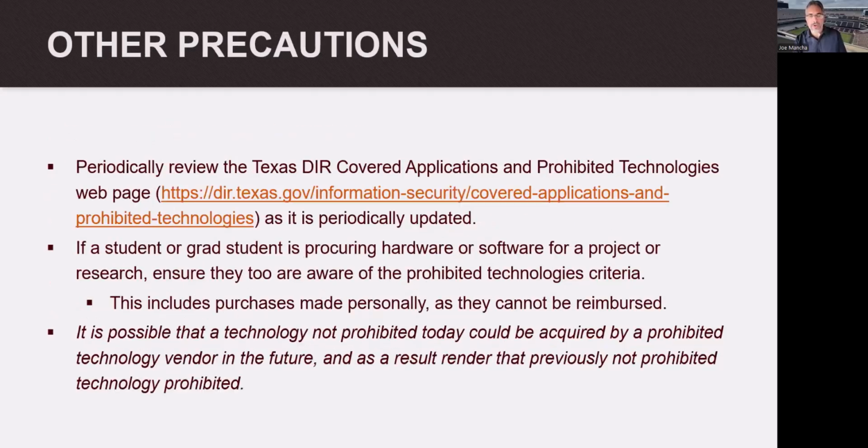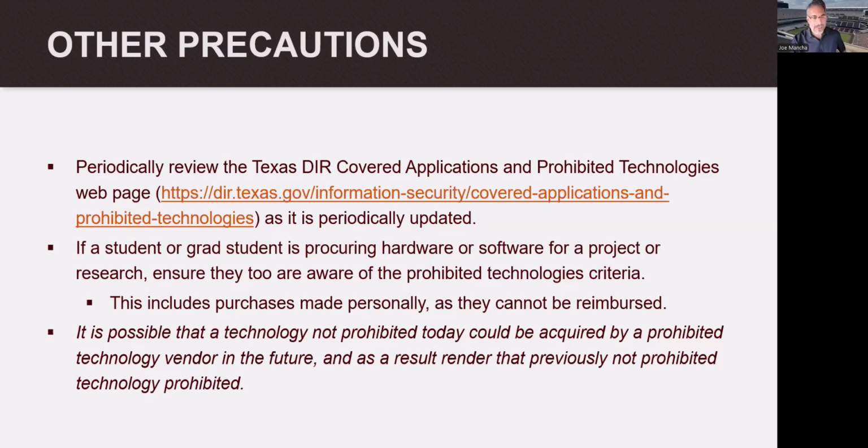If you have a student or grad student involved in the procurement of technology, you need to make sure that they're aware of the prohibited technology requirements. And finally, this last point is probably the biggest challenge with prohibited technologies. A technology that's not prohibited today may be prohibited in the future, and that can create a lot of grief. Companies are bought and sold, especially within technology, and the purchasing company could be on the DIR's prohibited list. So something to be aware of.